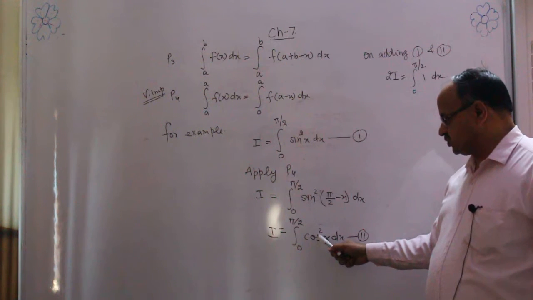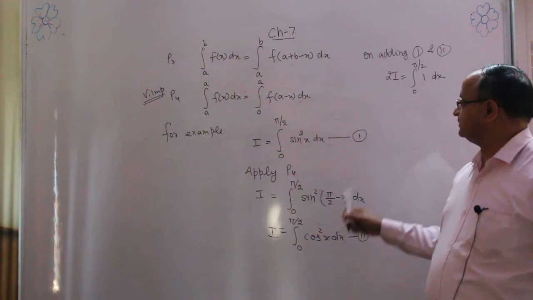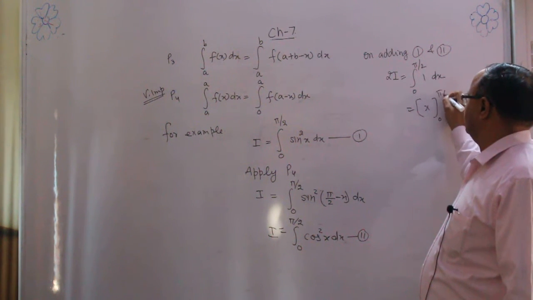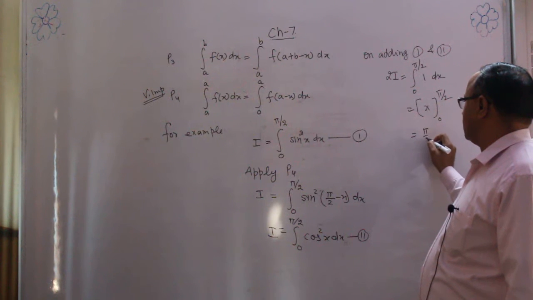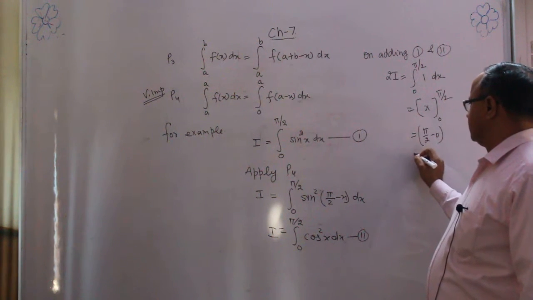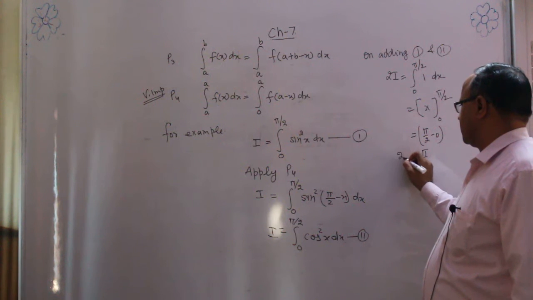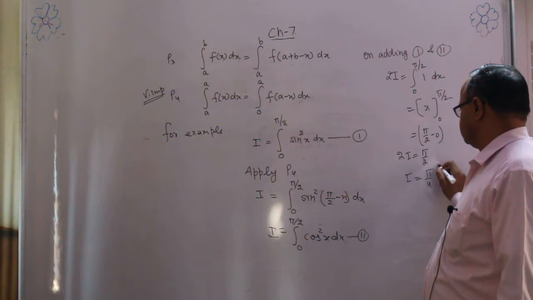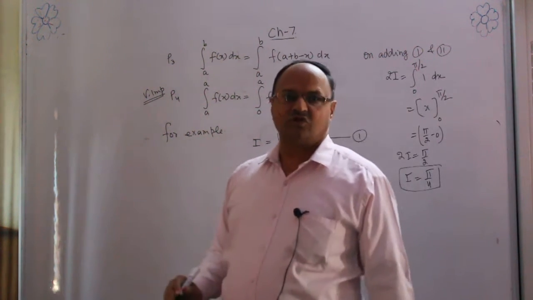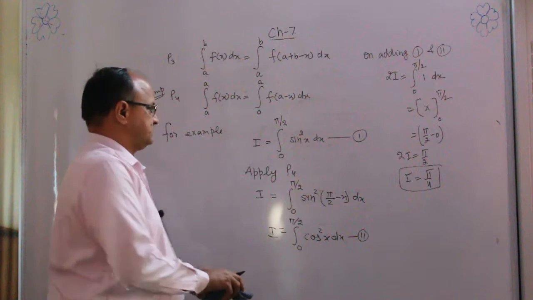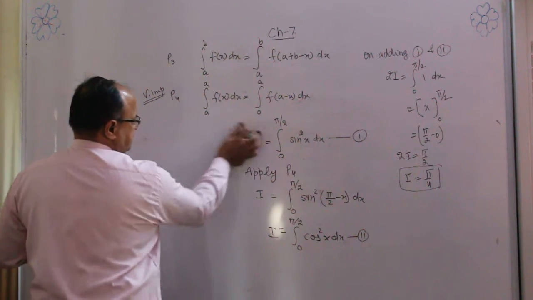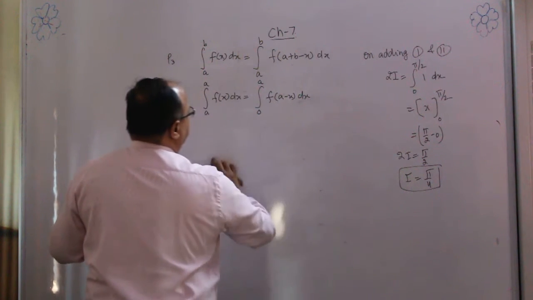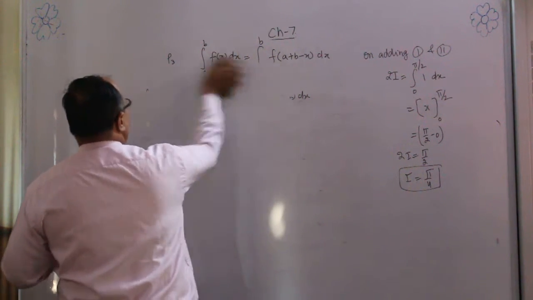Again, sin square x plus cos square x, according to the property, that is 1. And integration of 1 is x from 0 to pi by 2, upper limit minus lower limit. The answer is pi by 2 equals 2I. And 2 is shifted to the right hand side, therefore the answer is pi by 4. So with the help of this property you can solve most difficult questions. The answer of this question is pi by 4. This is property number P4. Clear?